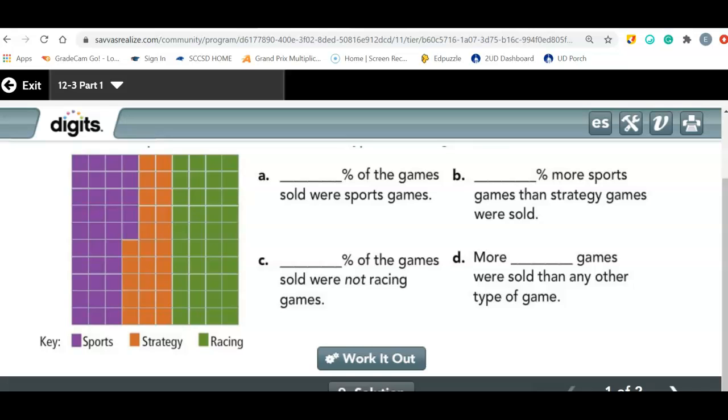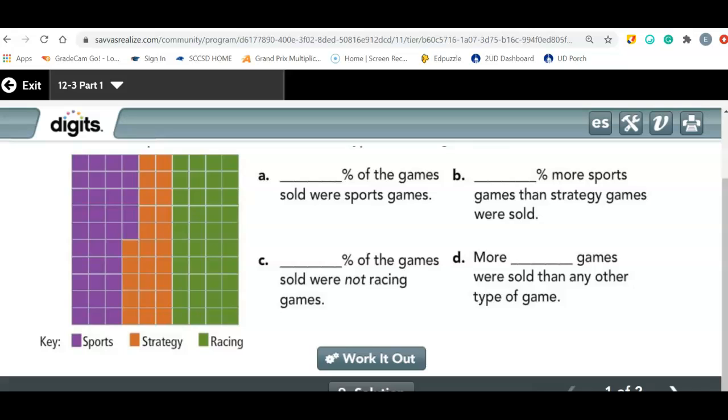Sports is the purple one, on the left-hand side. Lily? 35%. Good. These are rows of 10, so you have 3 rows of 10 and 5 more. B says, what percent more sports games than strategy games were sold? Not how many strategy games were sold. How many more sports games? Well, good. That should be 10%.